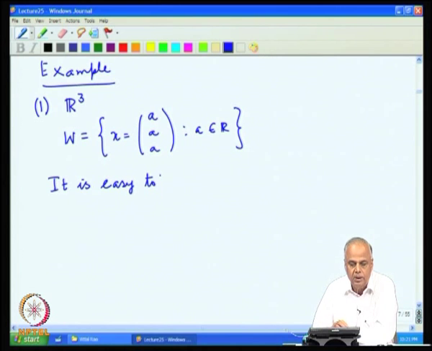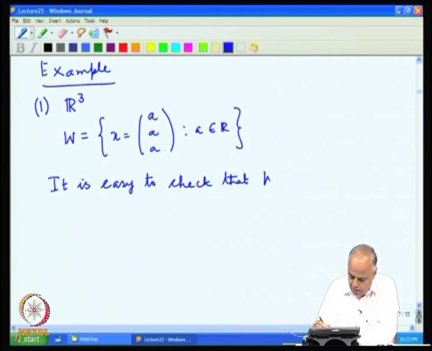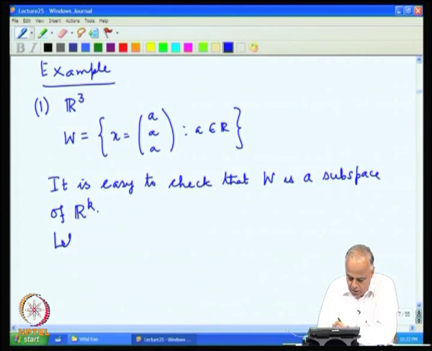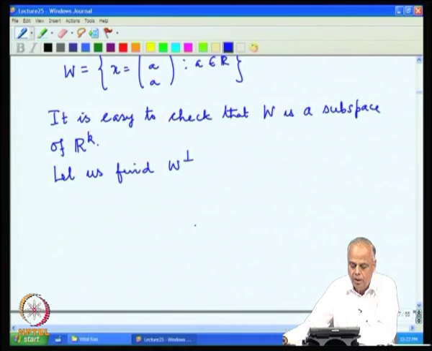We know how to check whether it is a subspace: we have to see it is non-empty, we have to check whether it is closed under addition, whether it is closed under scalar multiplication. All these are easy things, we have done these before. So, it is easy to check that W is indeed a subspace of R^K. So, let us find W perp, the orthogonal complement of W.